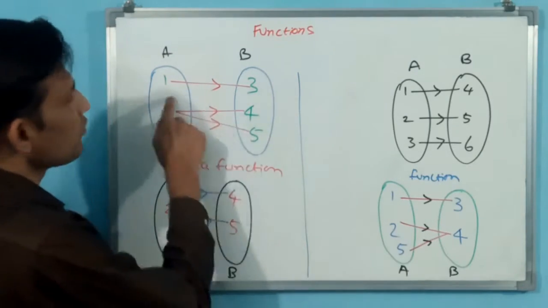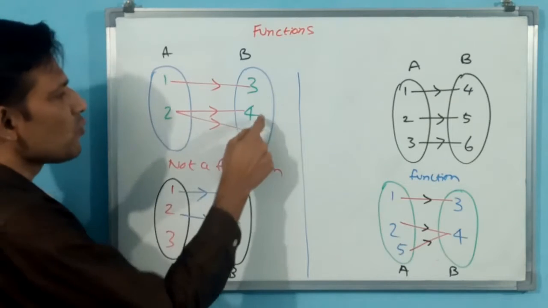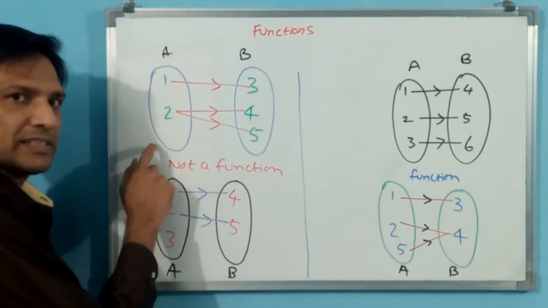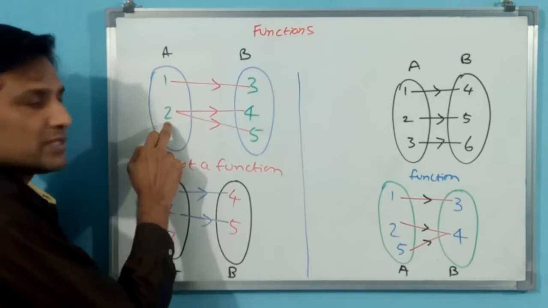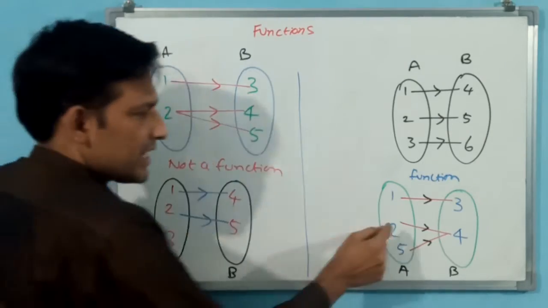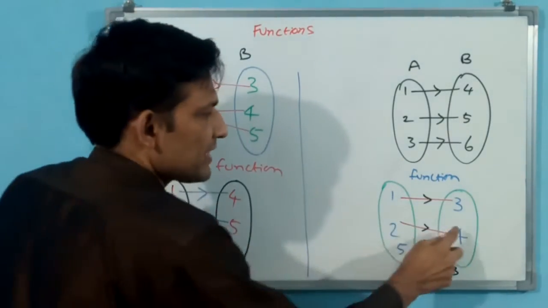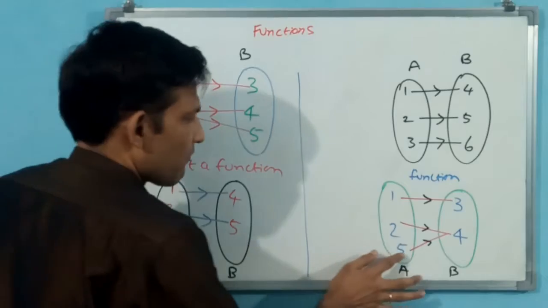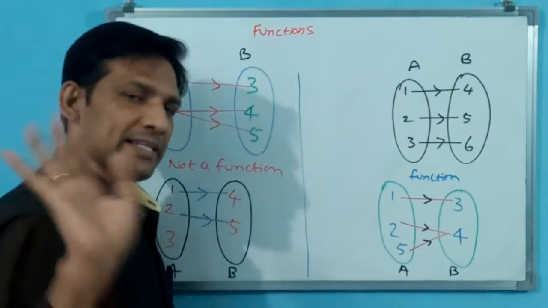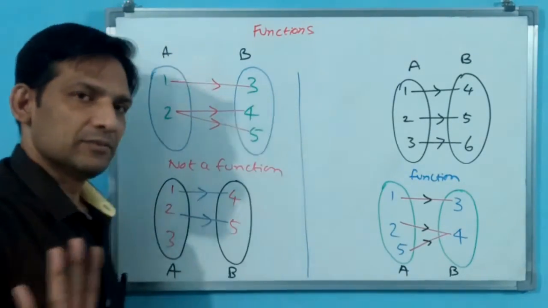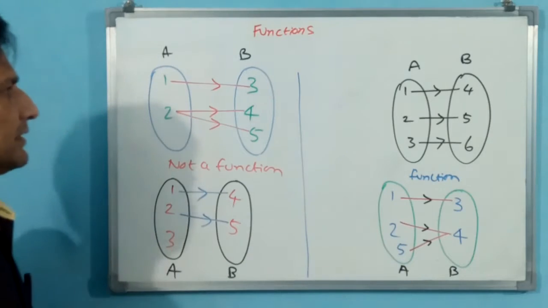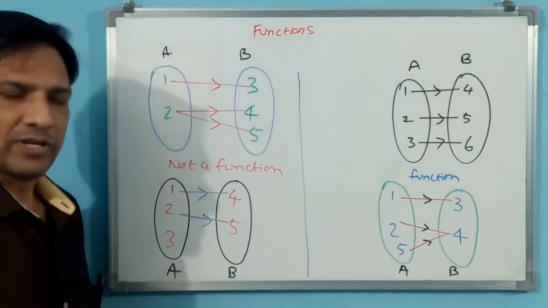But if you compare both of these, here 2 has two images. That is why it is not a function. But here element 2 has 4 as its one image, and element 5 has 4 as its image. That's all. That is why this is a function, undoubtedly.